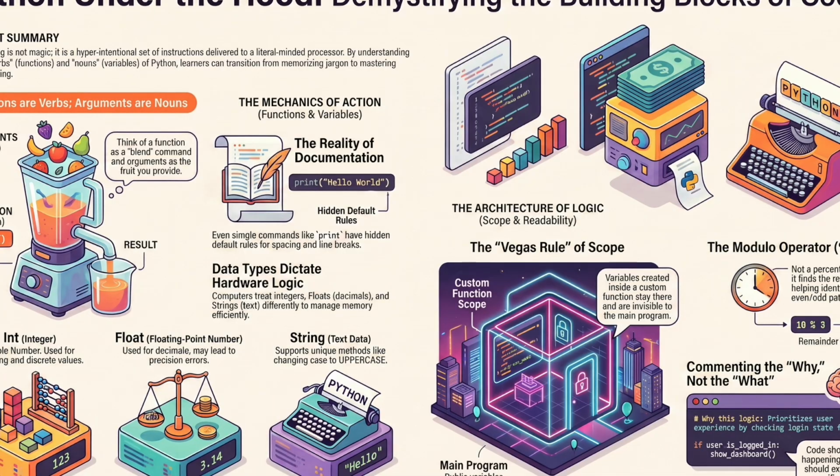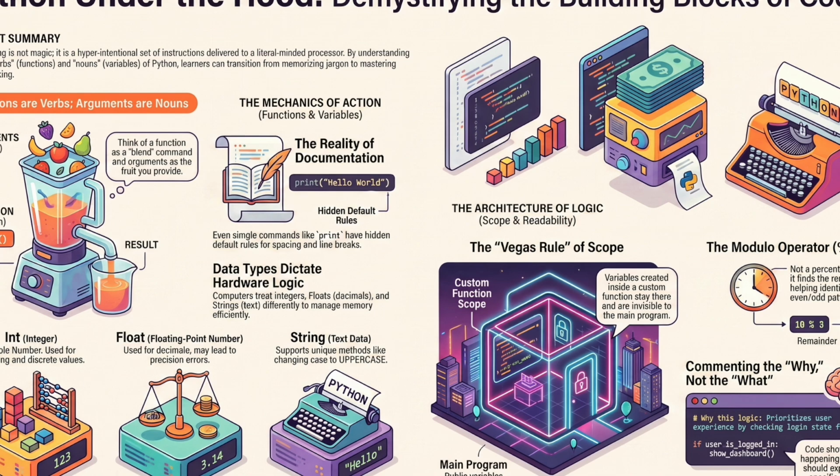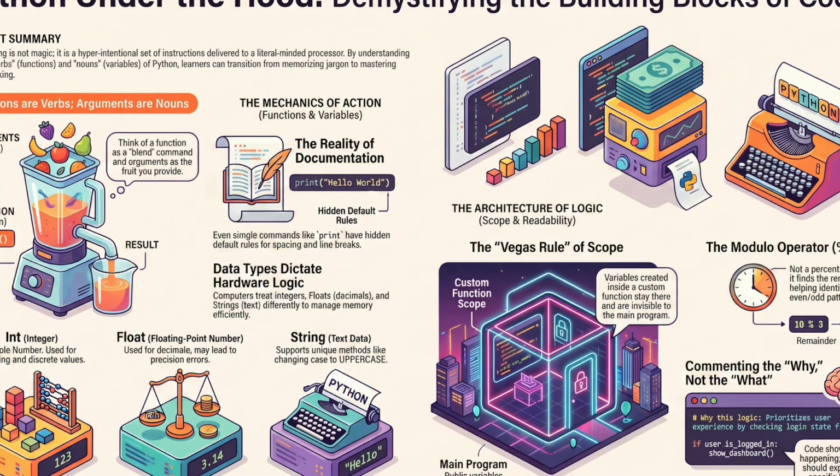Which makes you wonder, what stands out to you about the idea that computers take instructions so literally that any tiny typo becomes a bug? I mean, it forces you to be hyper-intentional, which actually brings us to looking under the hood of a function. Let's do it. Because we just talked about functions as verbs, right? So let's look at one of the most common verbs in Python up close, the print function. The one everyone starts with.